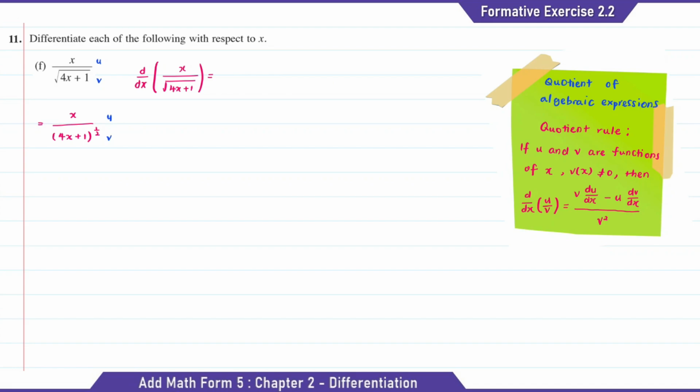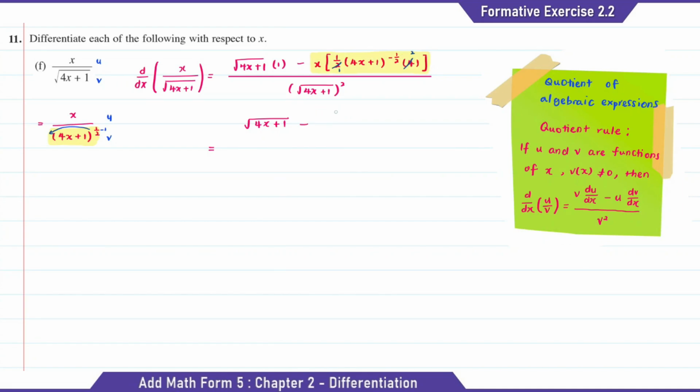Using the quotient rule, first copy the v, square root of 4x plus 1, then differentiate the u, which is equal to 1, minus copy the u, which is x, then differentiate the v. This is equal to 1 over 2 bracket 4x plus 1 to the power of negative 1 over 2. Then differentiate the terms in the bracket, which is going to be 4, over v squared. So square root of 4x plus 1, squared.